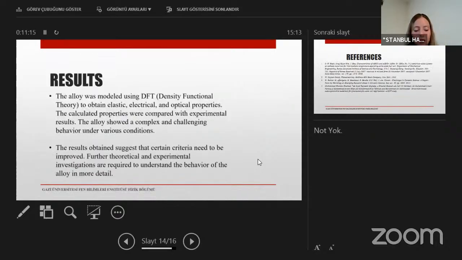In summary, I need to say that we have obtained results. The alloy was modeled using DFT to obtain elastic, electrical, and optical properties. The calculated properties were compared with experimental results. The alloy showed a complex and challenging behavior under various conditions. And the results obtained suggest that certain criteria need to be improved. Further theoretical and experimental investigations are required to understand the behavior of the alloy in more detail.